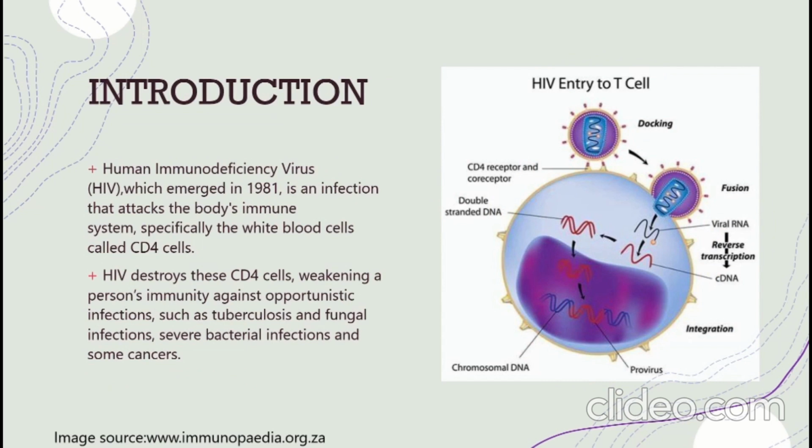Introduction. The human immunodeficiency virus or HIV emerged in 1981. It is an infection which attacks the body's immune system, especially the white blood cell called CD4 cells. It destroys these cells, weakening a person's immunity against opportunistic infections such as tuberculosis and fungal infection.